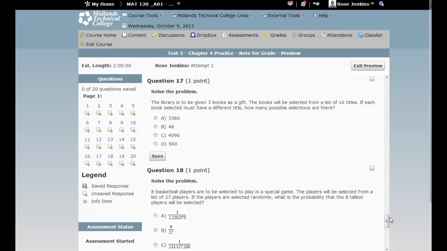The library is to be given 3 books as a gift. The books will be selected from a list of 16 titles. If each book selected must have a different title, how many possible selections are there? Okay. All right, so the first thing I notice is how many. The second thing, I noticed a couple of things. We've got 16 titles, right? And we're getting 3 books. So, what do you think we should do?